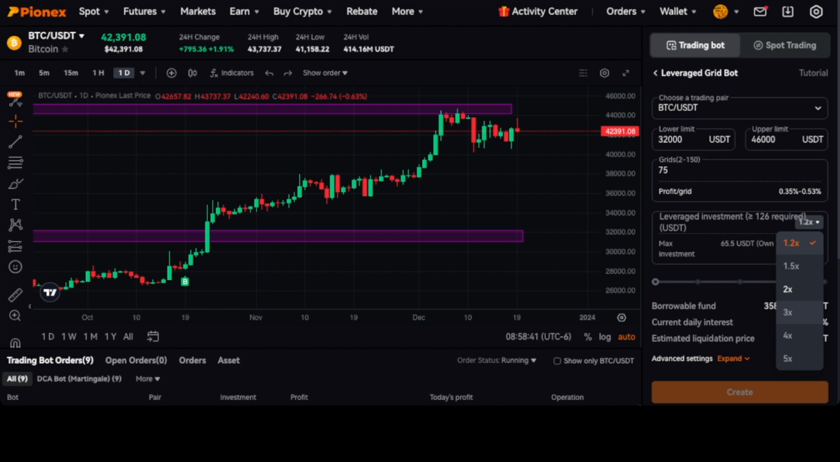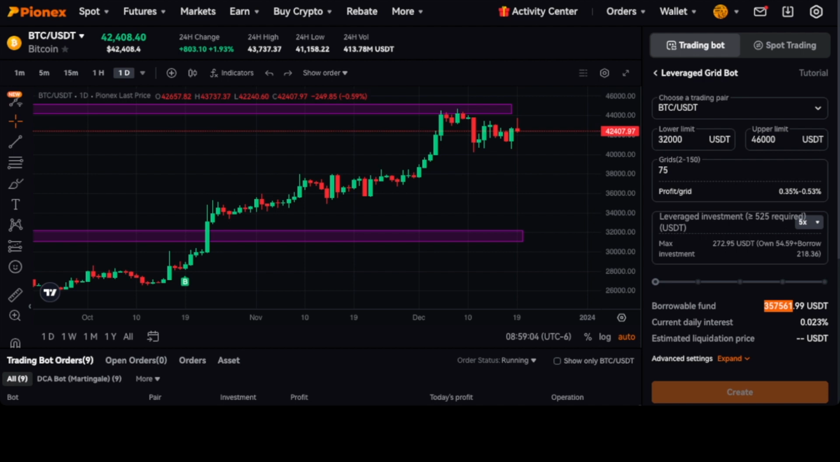Okay, so you have borrowable funds down here. That means there is currently $357,000 USDT that you can borrow. This is your interest rate. 0.023% per day is what you will be losing. Okay, so kind of remember that.